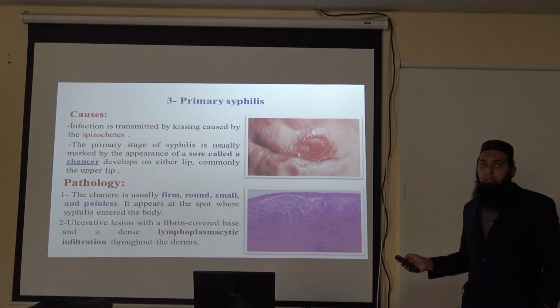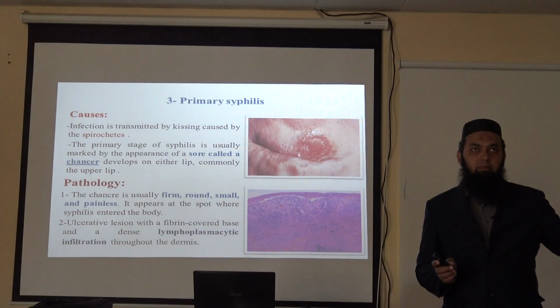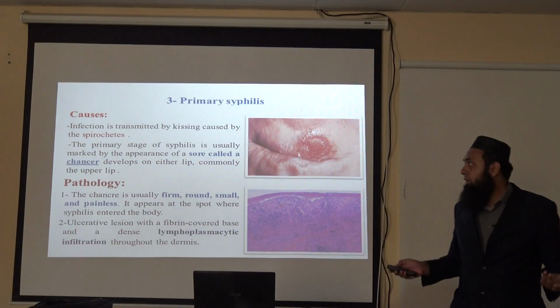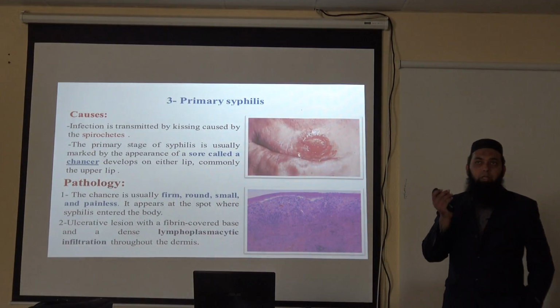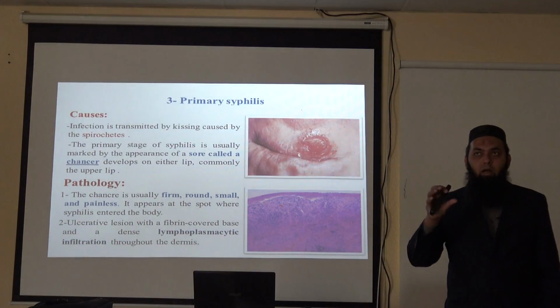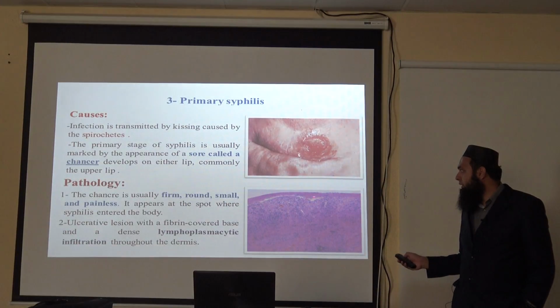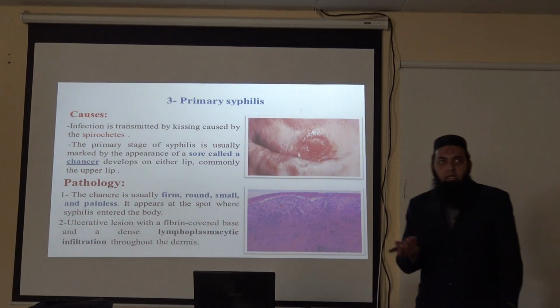So the important points in this kind of oral lesion, first of all, it is in the disease syphilis. And the syphilis is caused by spirochetes. And what is unique, that it is firm, round, painless, and if you see under the microscope, there is fibrin layer, underneath is lymphocytes, the cells of inflammation.